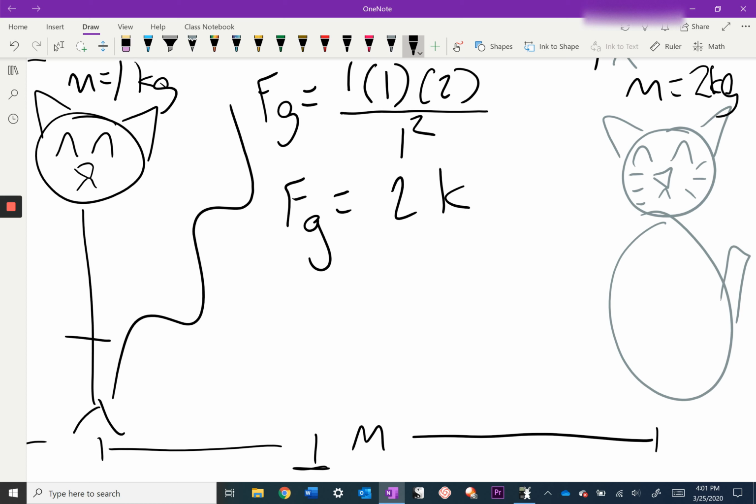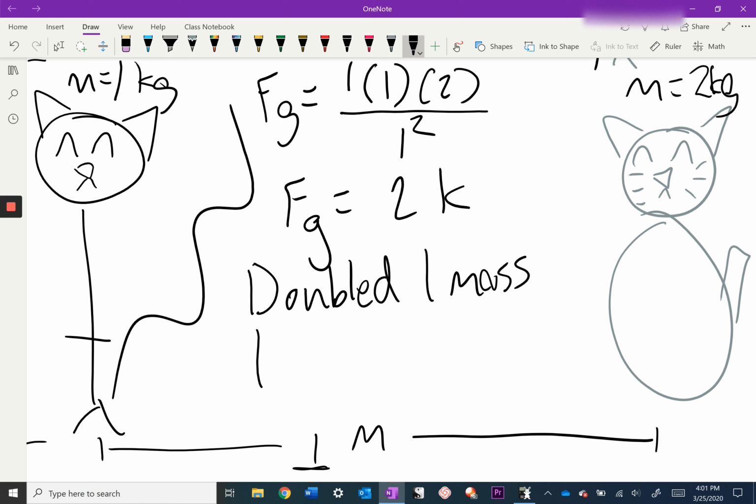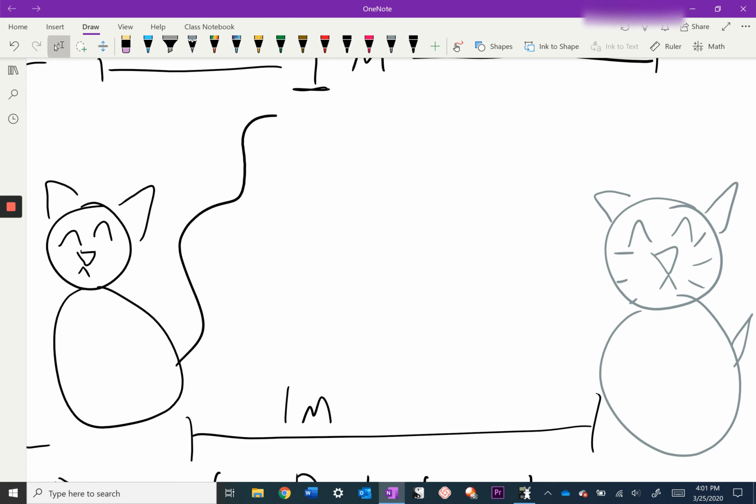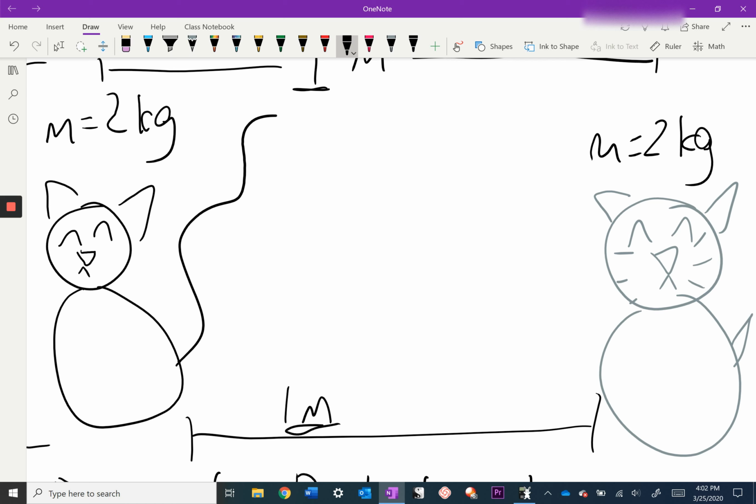So you'll notice we doubled one mass, and that doubled our force of gravity. Now we're doubling both of them. Cinder got fat too, so she's now 2 kilograms as well, and Heidi is still 2 kilograms. Our distance is still the same, because we're not messing with distance yet.